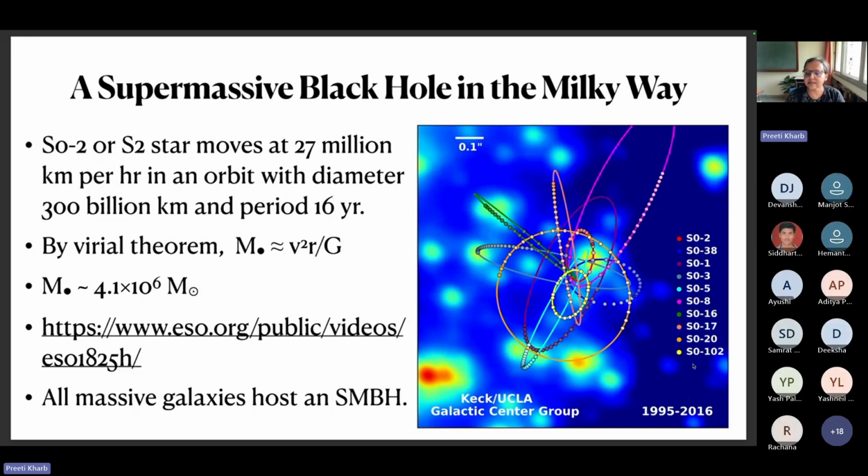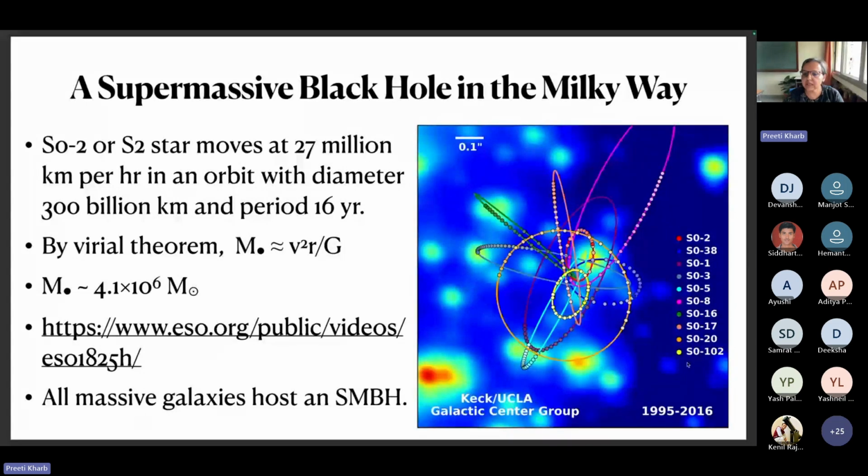This is an image which has been acquired using the Keck telescopes in Hawaii, where they have been monitoring the motions of these stars for now almost 26 years. So it has taken these 26 years to find the complete orbits of these stars. Now, this image is obtained at near infrared wavelengths, because the center of our own galaxy is extremely dusty. So you can't really probe the optical emission coming from the center of the galaxy.